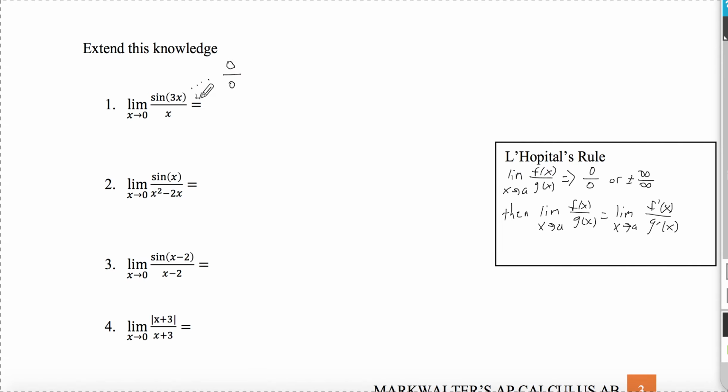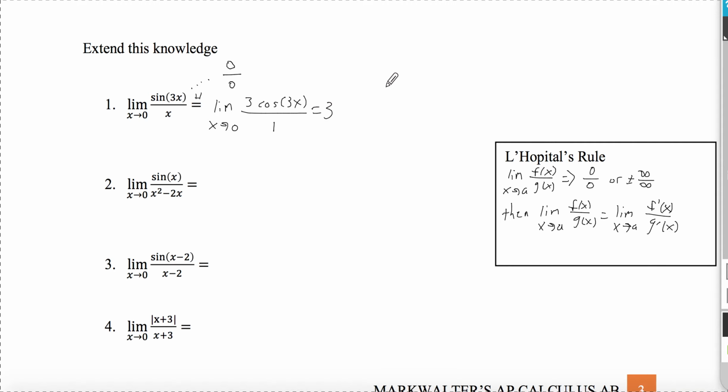So using L'Hopital's rule, the derivative of sine of 3x, I need to keep my limits. You're going to lose points if you don't keep your limits. The derivative of sine of 3x is 3 cosine of 3x over the derivative of x, which is 1, plug in 0, cosine of 0 is 1, so this gives us 3.